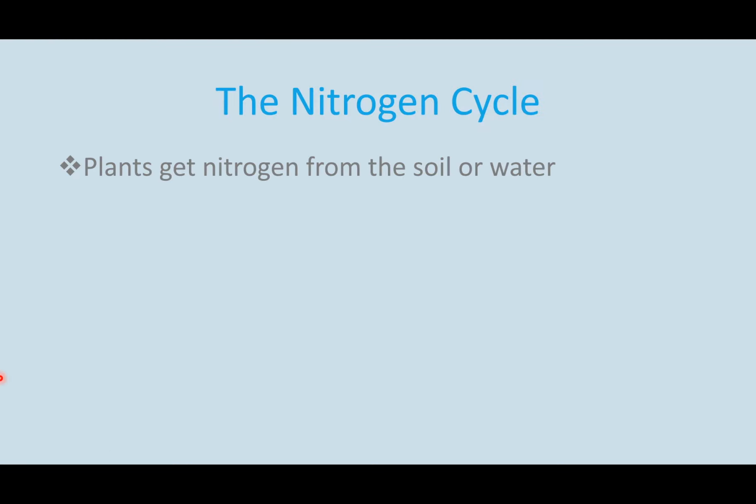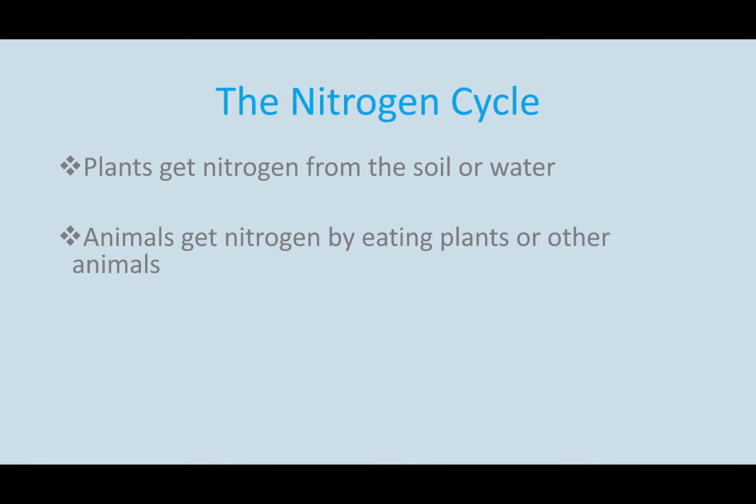So the nitrogen cycle, again, continuing it. So we know that it's in the atmosphere. It needs to be converted into usable forms. And then plants can get this nitrogen from the soil or the water. So again, we talked about the bacteria in the soil that can get it into plants, and plants can also absorb it through the water. Animals can get nitrogen by eating plants. So the nitrogen that plants get, animals can eat them and then gain nitrogen from them, or they can also get it from eating other animals.